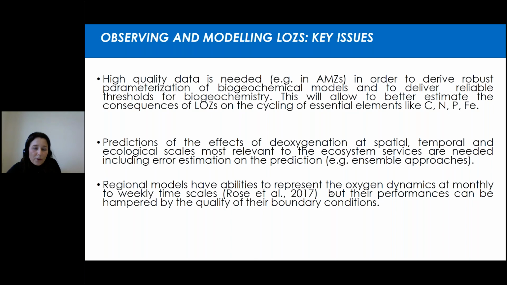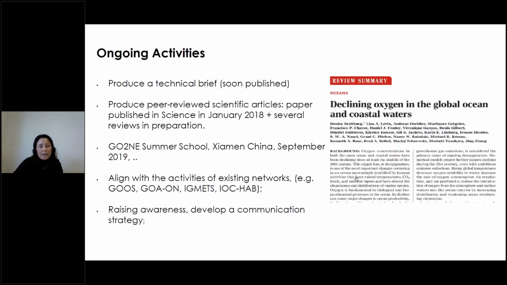So this shows that the model has some abilities, but this also shows that the performance of this type of model is usually hampered by the quality of the boundary conditions. By boundary conditions, I mean essentially the river condition and also the atmospheric condition, which is also the case for the global ocean. So to finish, I would like to show the ongoing activities that we have had during GO2NE.